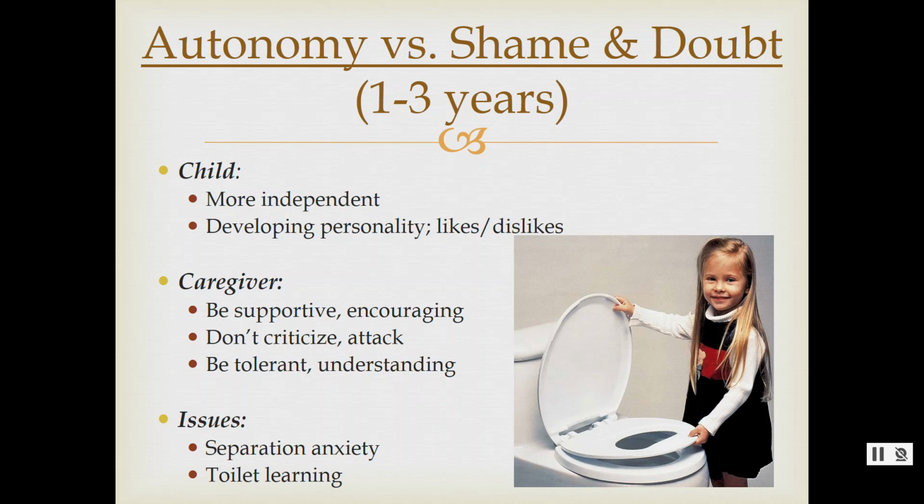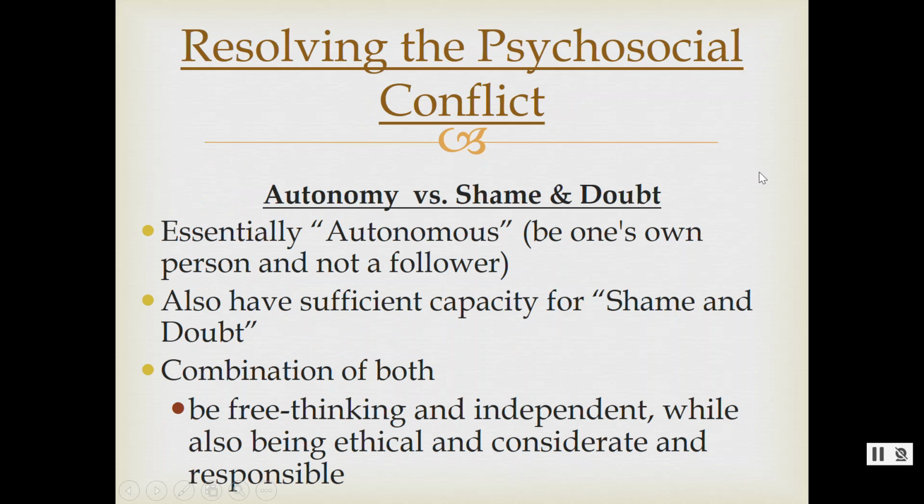So these were the first two stages of Erickson's theory. And again, he has two because he separated infancy from toddlerhood. Okay, so what about solving the conflict of the second stage?